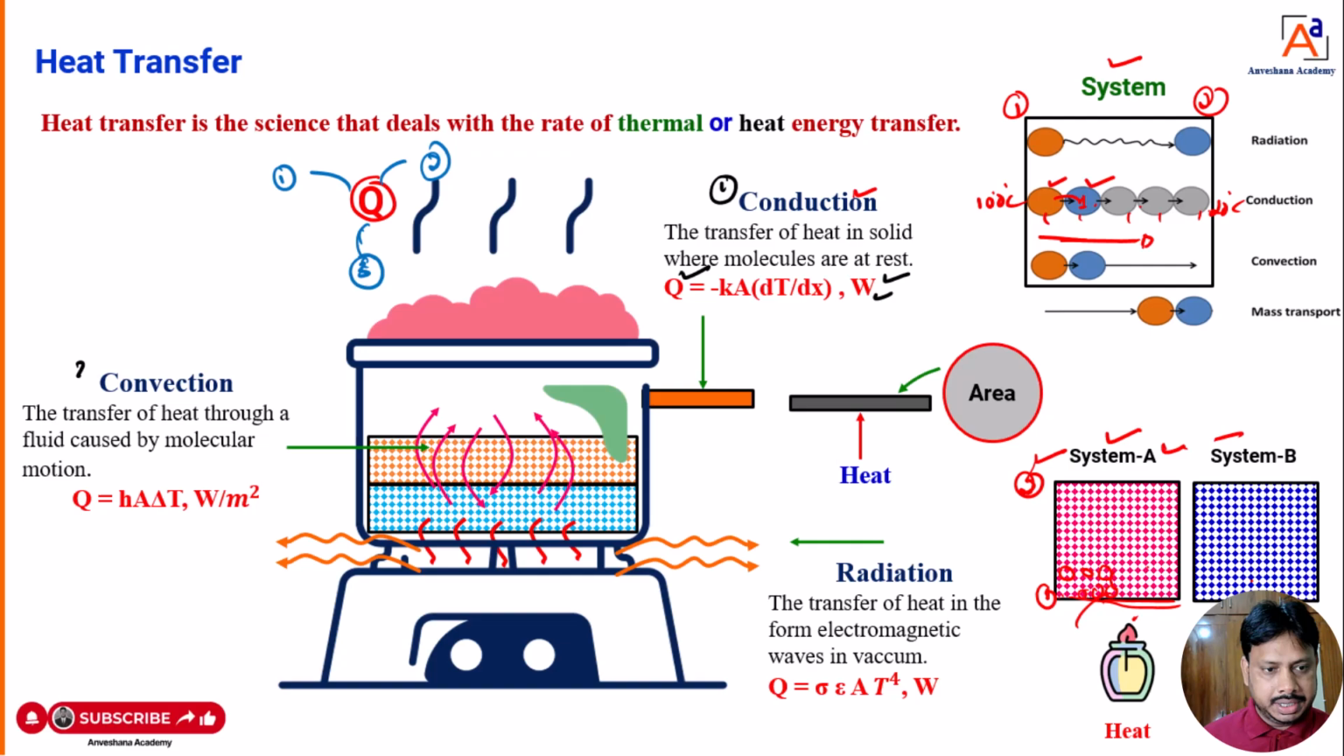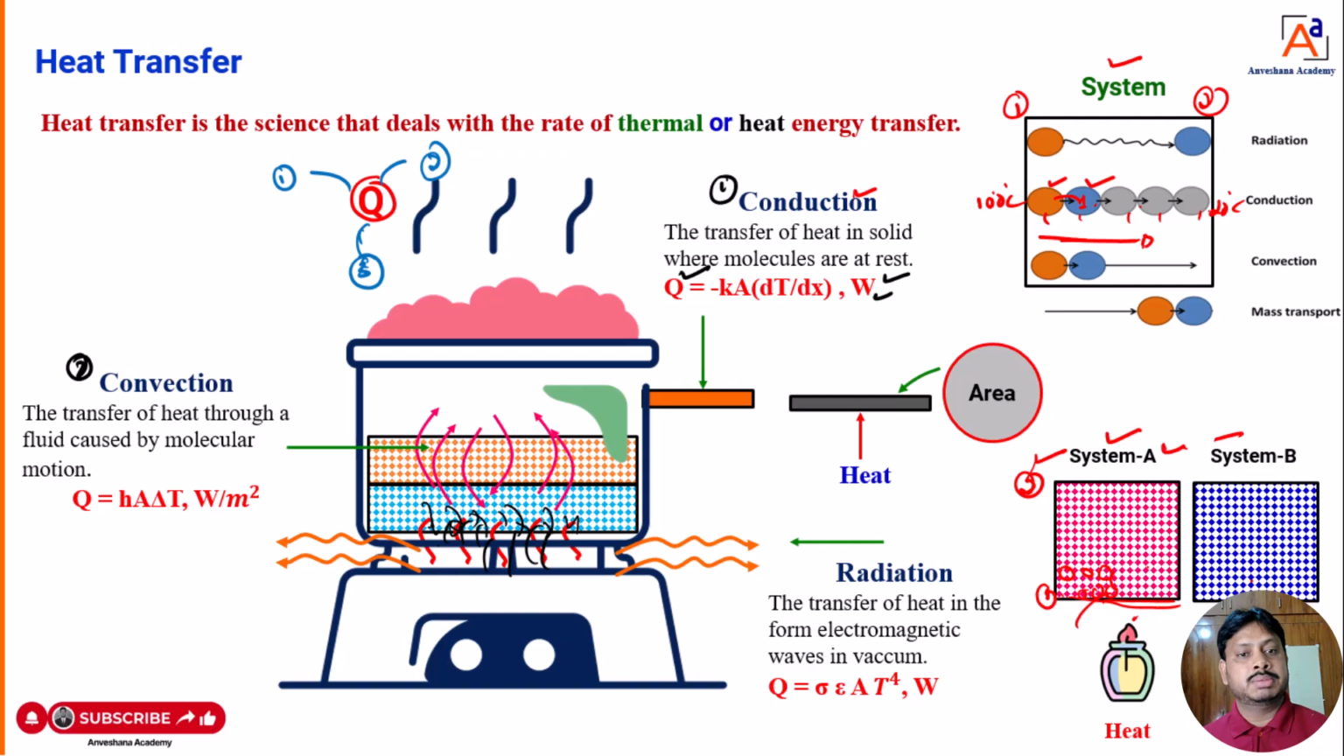Second mode, convection. What is convection, dear students? I will take a pot here now. In the pot I filled water, then what happens now? I will supply heat at the bottom. Then the water molecules which are at the bottom, what will they do? They will interact with the surface of the pot, the metal surface of the pot. That is already heated, right? Then the molecules will absorb the heat from the bottom surface of the pot.